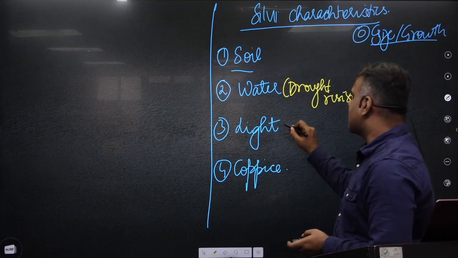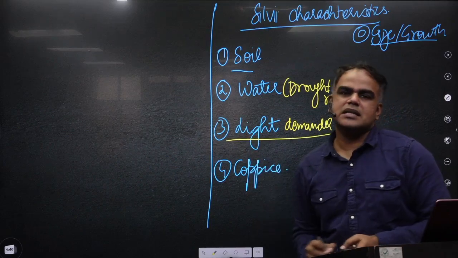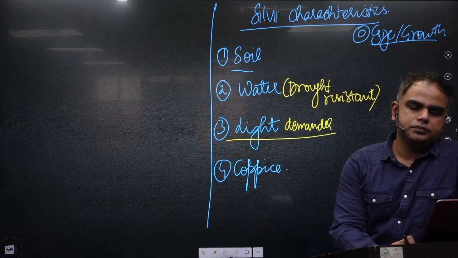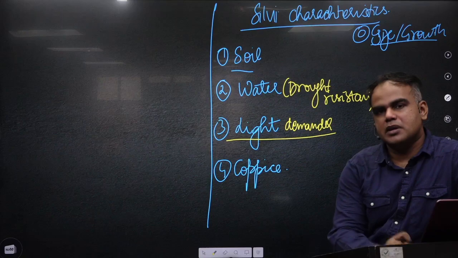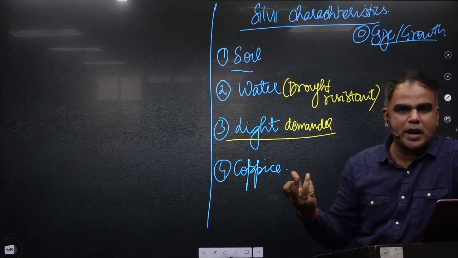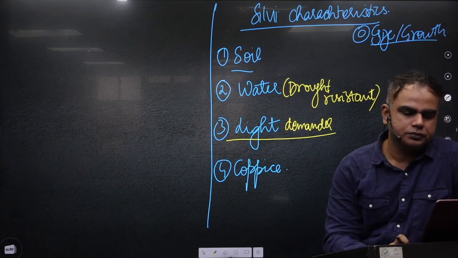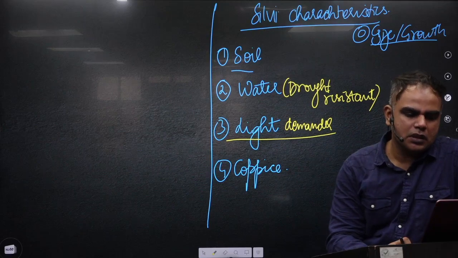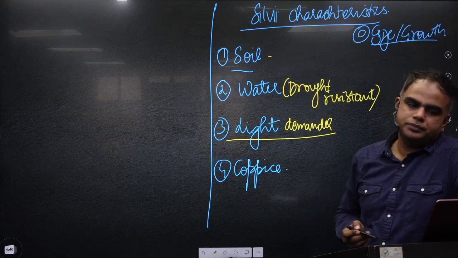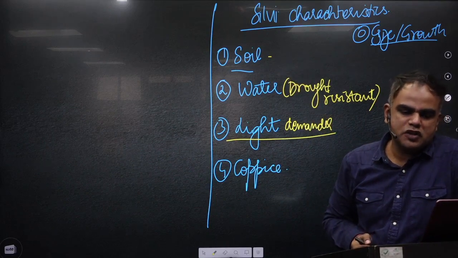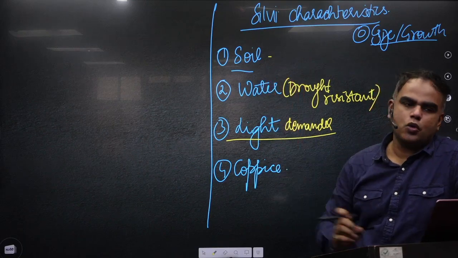Second, it is a light demander. For example, if the area is too shady, if it has a lot of shade, it will not grow well. It needs appropriate light to grow well. Okay, it can even grow in poor soil, which means even if it's a sandy soil or a rocky soil, it can grow.